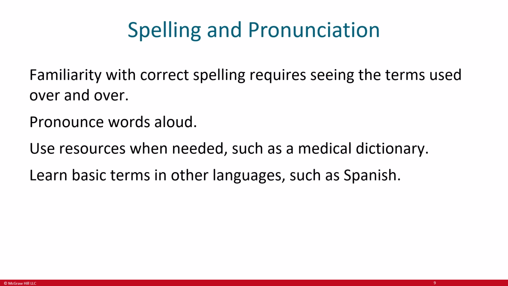Spelling and pronunciation. Familiarity with correct spelling requires seeing the terms used over and over. You're going to notice in this course there is going to be a lot of repetition. Some students in the past have complained about that, but guess what? Repetition is key. We also want you to pronounce words aloud because you're going to be speaking this in the field. You need to make sure that you are able to pronounce these terms.